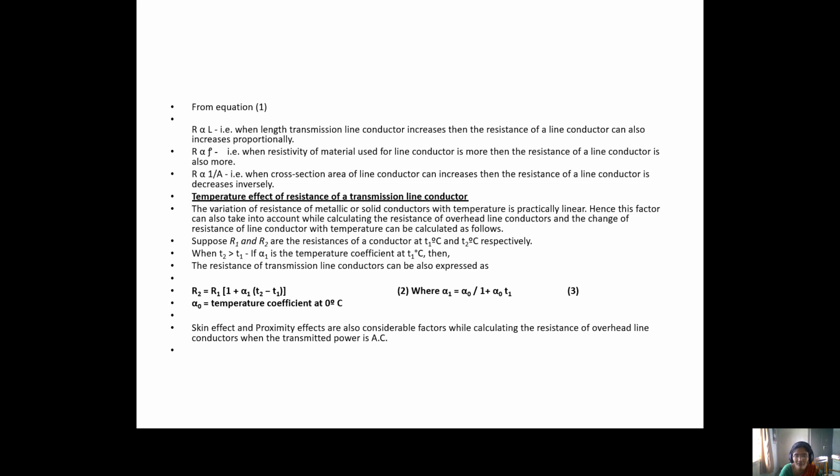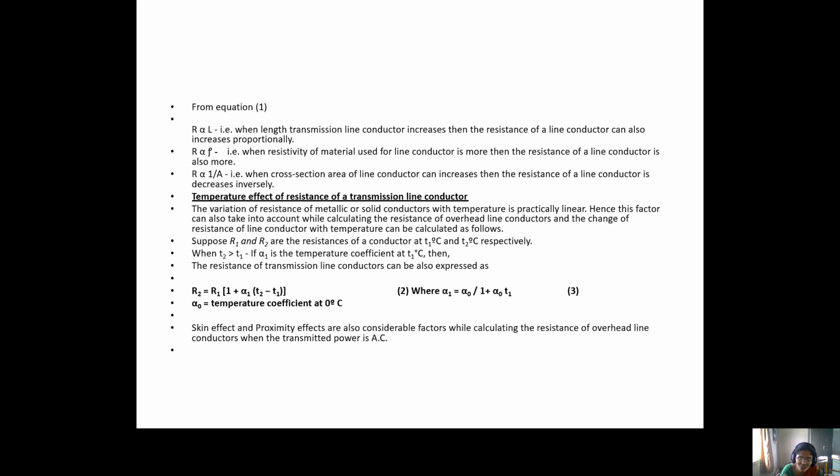Whenever you use a material for the line conductor, if the resistivity of that material increases, the resistance of the line conductor will be more. Similarly, R is proportional to 1 by A, so it is inversely proportional to the area of cross section of the conductor. When the cross sectional area of the line conductor increases, the resistance of the line conductor decreases.